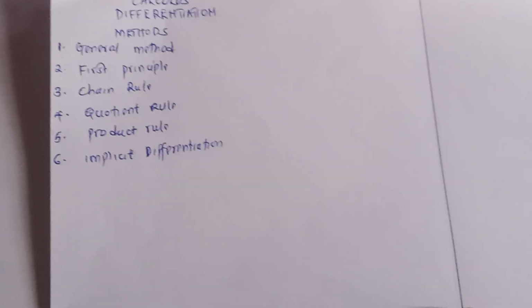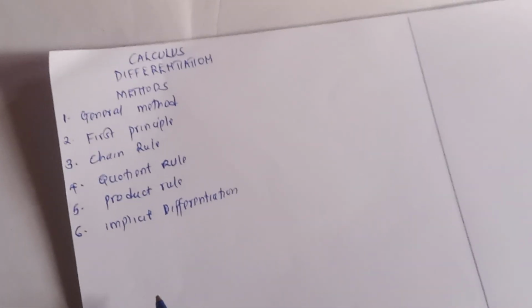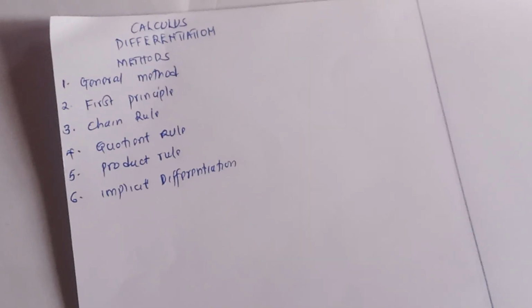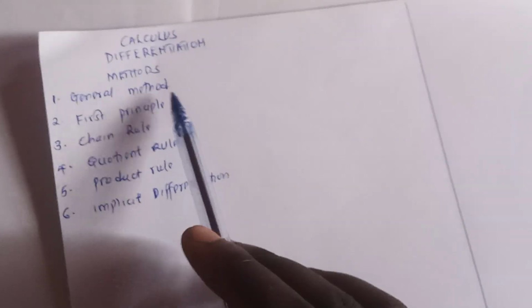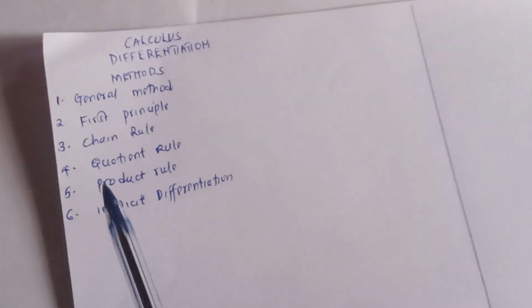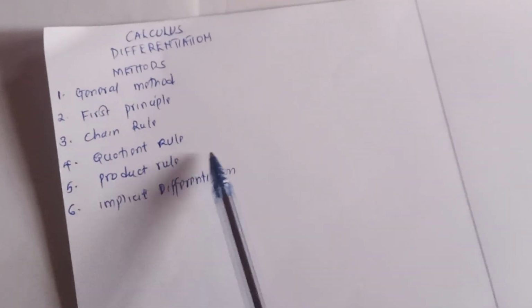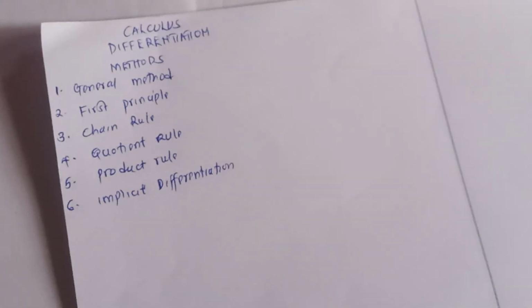Therefore, let us straight away look at a general method of differentiation. Under this unit, we are going to look at only 6 methods of differentiation. The first one will be the general method of differentiation. We have first principle, chain rule method of differentiation, quotient rule, product rule, and implicit differentiation. Therefore, let us start looking at this method called the general method.